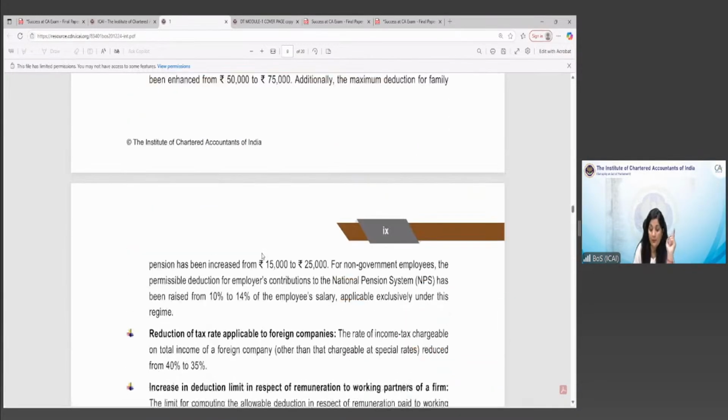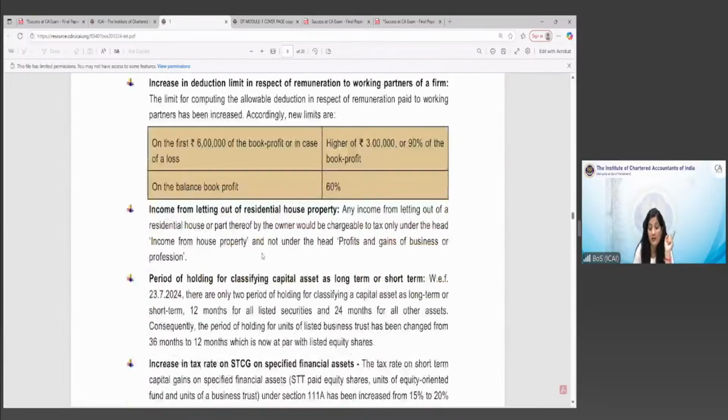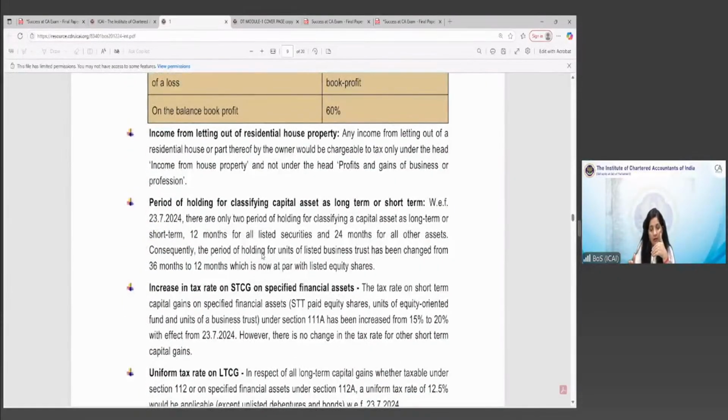One important thing: this time the amendments are being made from mid of the year. For example, the long-term capital gains, the period of holding, the capital gains base is actually being changed from mid of the year, that is 23rd July 2024. So up to 22nd July the old provisions are relevant, and after 23rd July only the new provisions will be applicable.